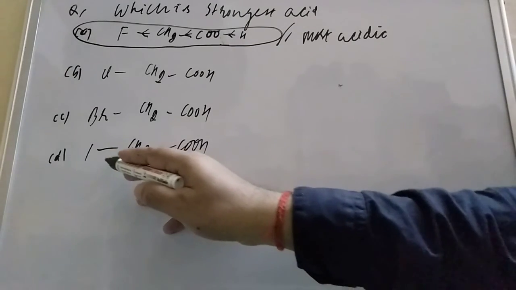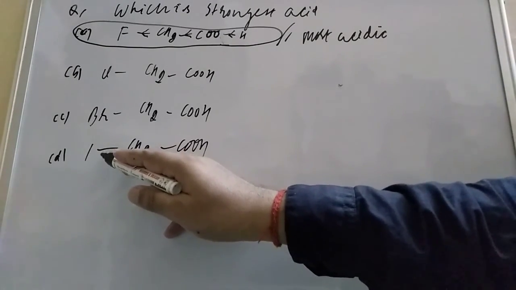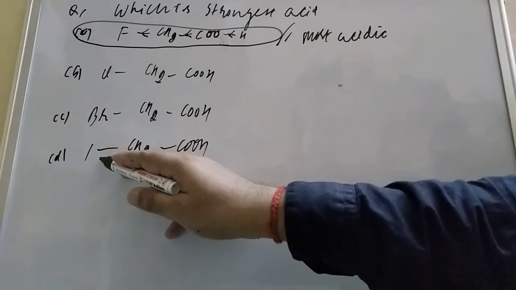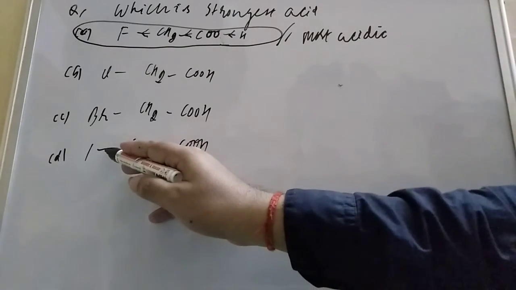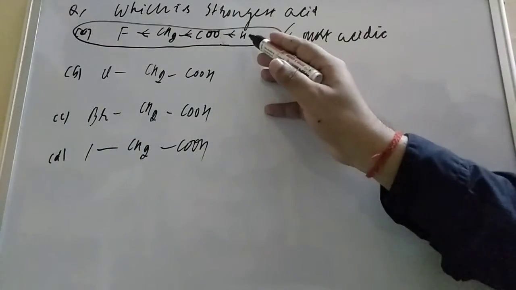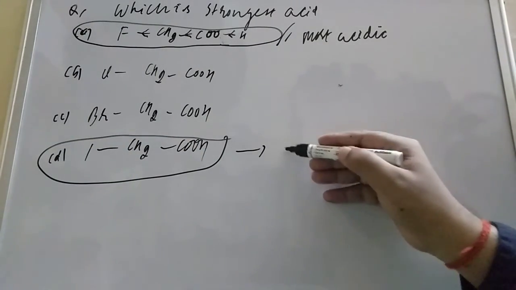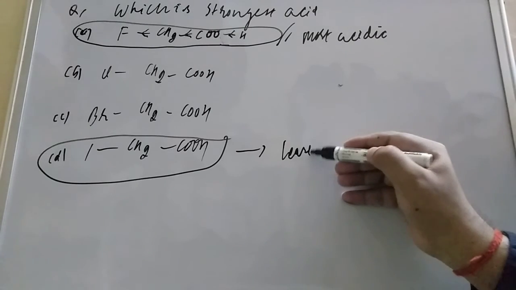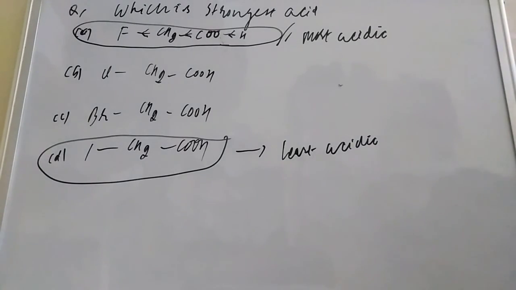Now the last option: iodine is the least electronegative atom compared to the other given halogen atoms. So it will pull the electron, but not as effectively as fluorine. So this is the least acidic. If anyone asks how to determine the acidic strength, that is also based on the electronegativity.